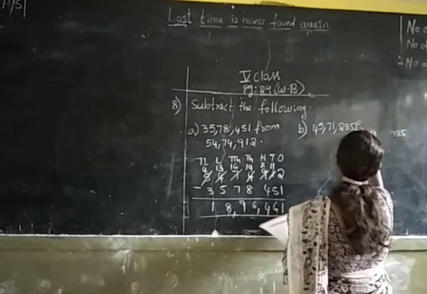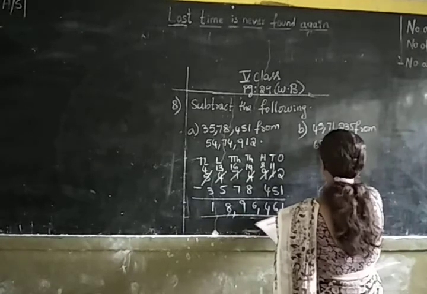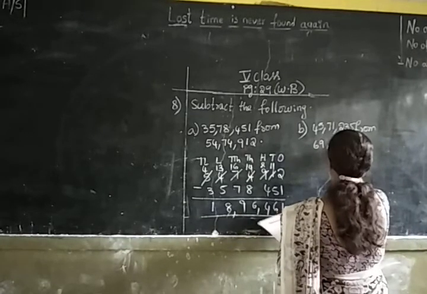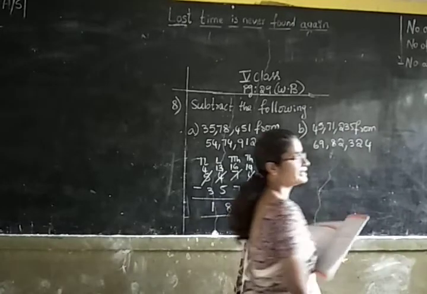45,71,235 from 69,82,324. First write down the places.